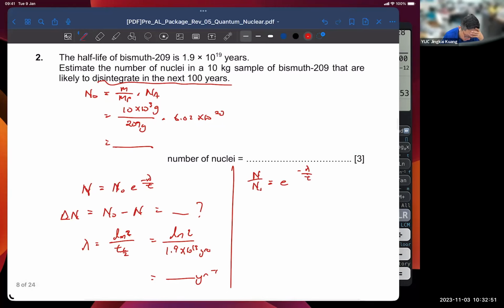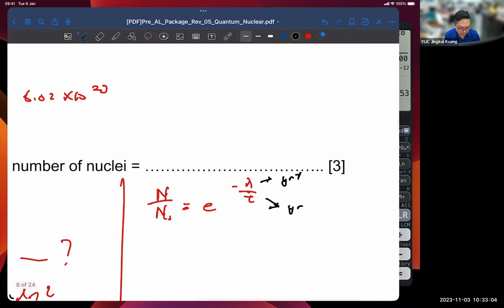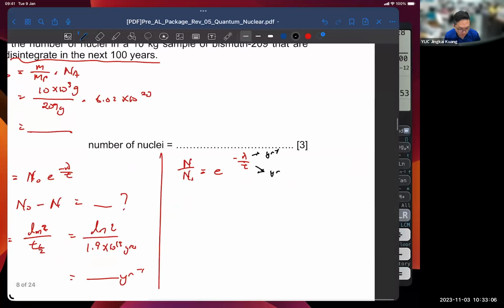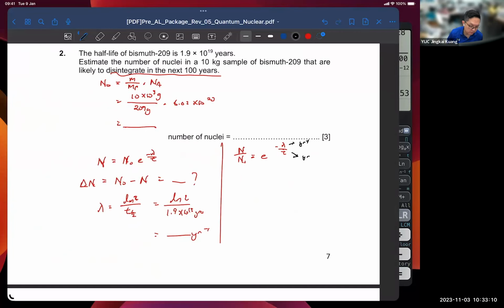You note that this unit here, let's label it out. This one is in terms of per year. This one, therefore, will just be in terms of year. You don't have to convert units to seconds. Don't bother. Then go and solve. Go and find N first, then you can take N naught minus N to find the number of nuclei that were likely to decay. Here, disintegrate basically means decay in this context.